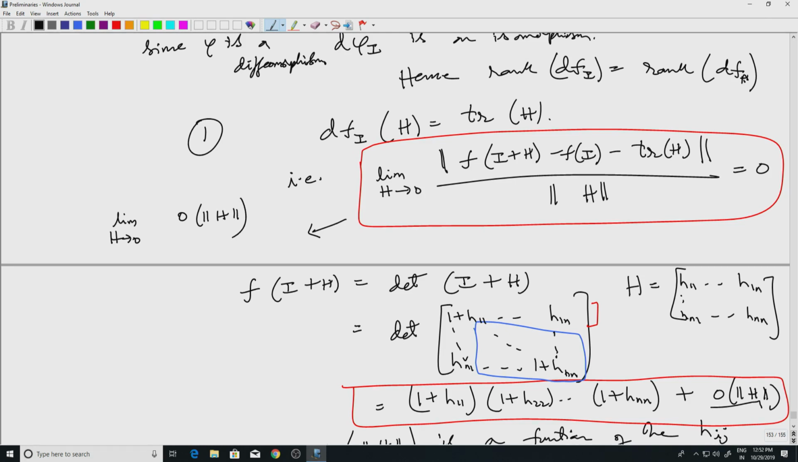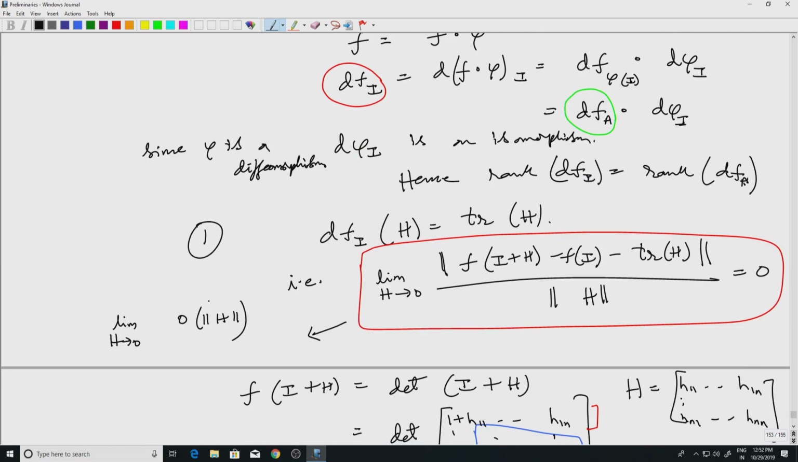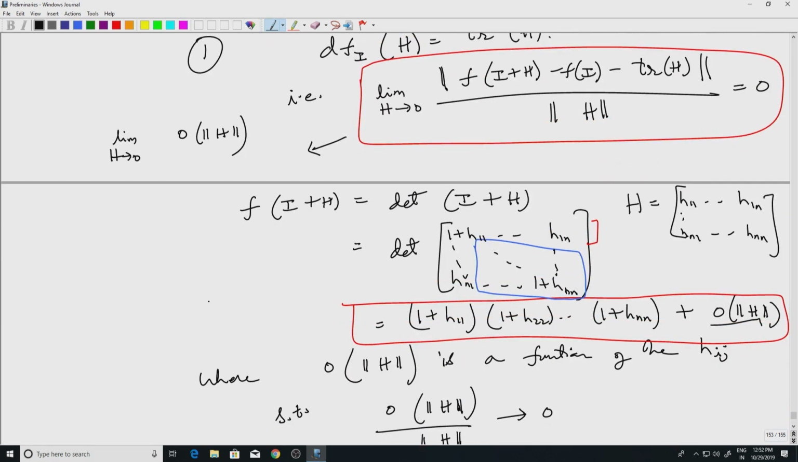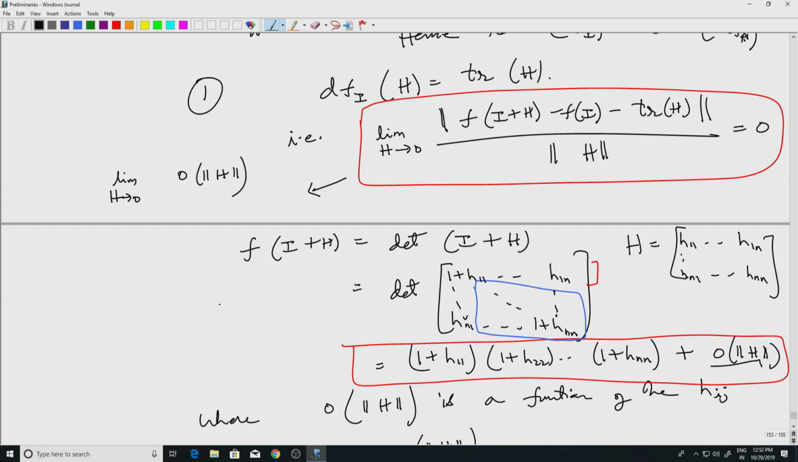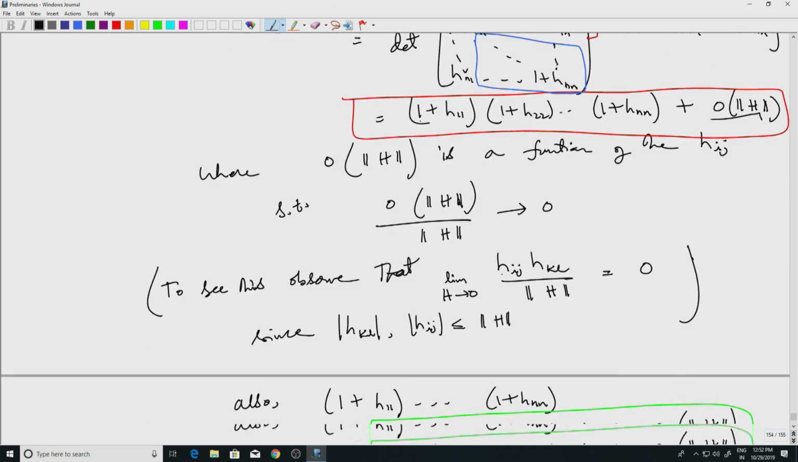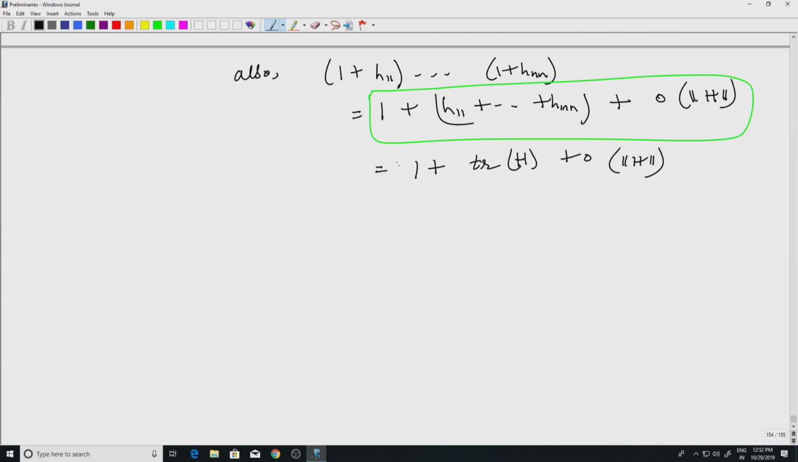By the way, here I need not have used the norm sign since the target is real numbers, just absolute value would have been fine. But that's not so important. So the limit of this divided by norm h is what I'm left with, and by definition of small o of norm h, this is 0. So that proves everything: the derivative at identity is precisely trace.